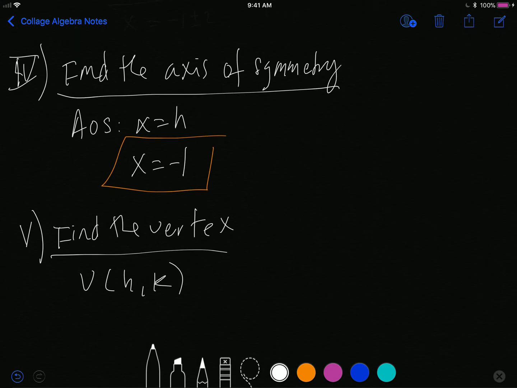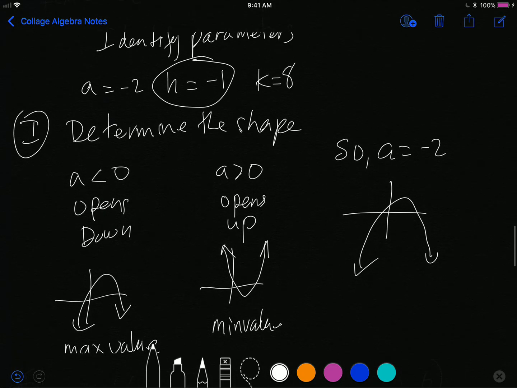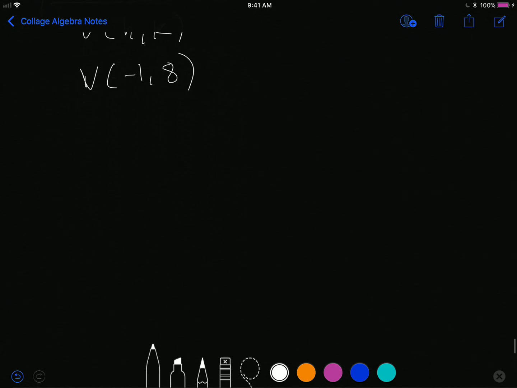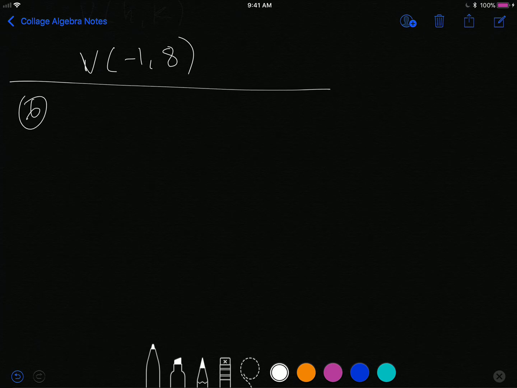Well, I know h is negative 1. What was k? I forgot. k is 8. And so my vertex is at (negative 1, 8). Just like that. No working out, nothing. I just take us straight to our answer. And so with that, I can graph and then find the remaining pieces of my steps. So step number 6 is graph.